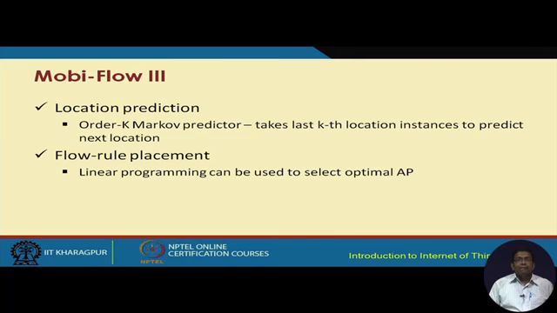Location prediction is done in MobiFlow using something known as the order k Markov predictor, which basically takes the last k location instances to predict the next location. And the flow rule placement is a linear programming based solution that is used to select which access point is going to be the optimal one.